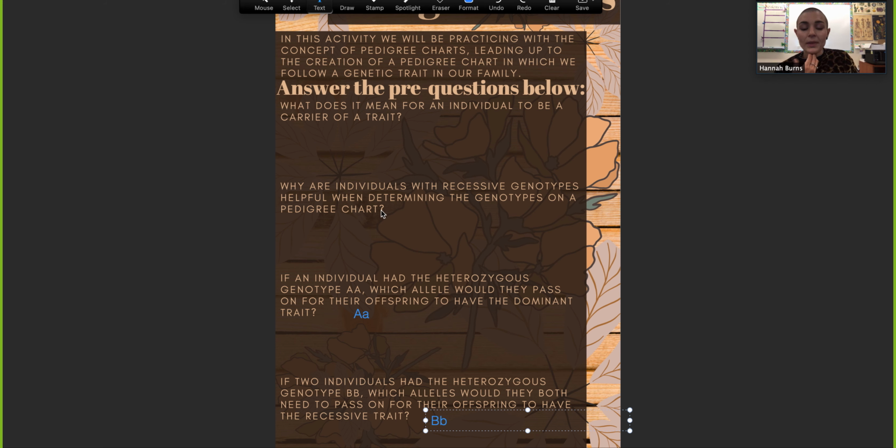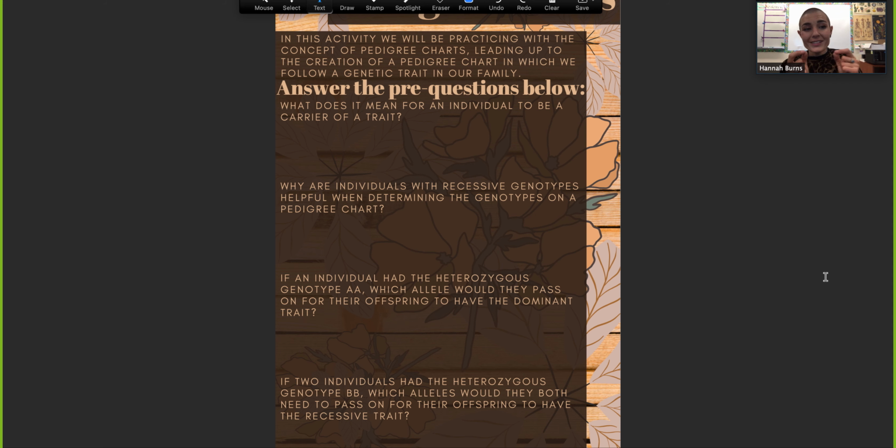Finally, this question here, when it comes to individuals with recessive genotypes, the reason why we love seeing recessive phenotypes on our pedigree charts is because we know what a recessive genotype is going to be. You can only have the recessive phenotype if you have two recessive alleles in your genotype. When it comes to a dominant phenotype, that's a little bit harder to predict because they might be homozygous dominant with two dominant alleles, or they might be heterozygous with one dominant and one recessive. Either way, they're going to show the dominant trait.